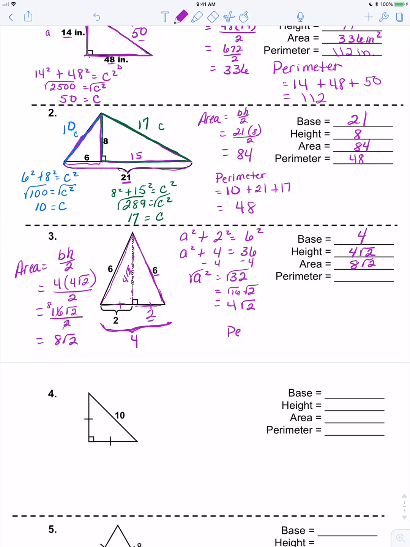Then the perimeter, let me put that over here, a little clearer. Perimeter, remember, is all of our sides added together, and we've got 6 plus 4 plus 6. So 6 plus the 4 plus the 6 leaves us with 16 for our perimeter.